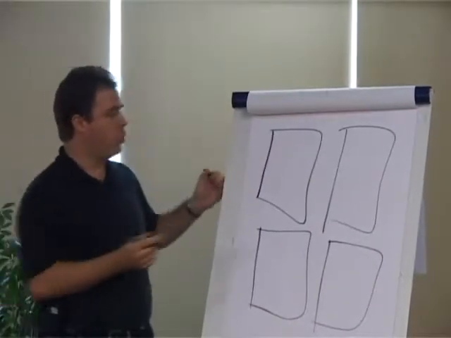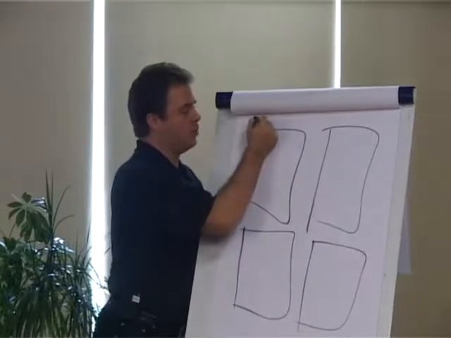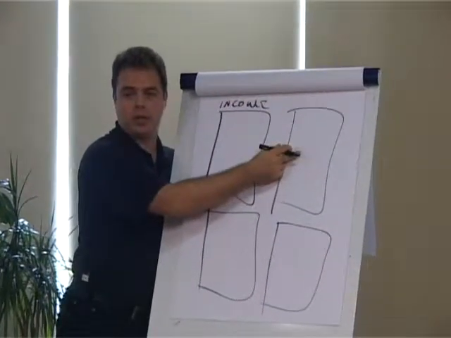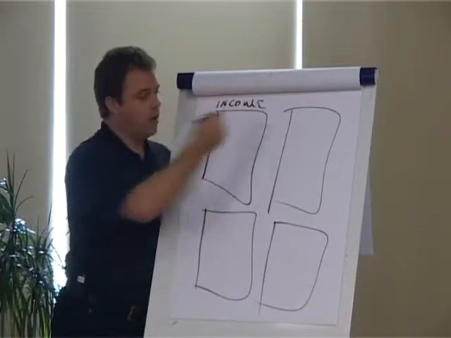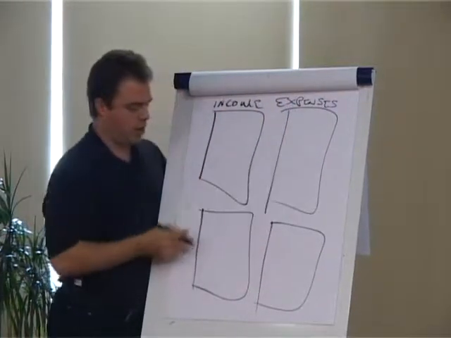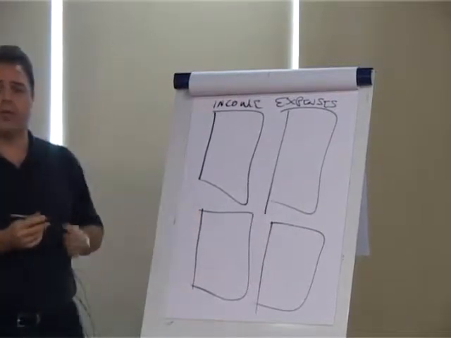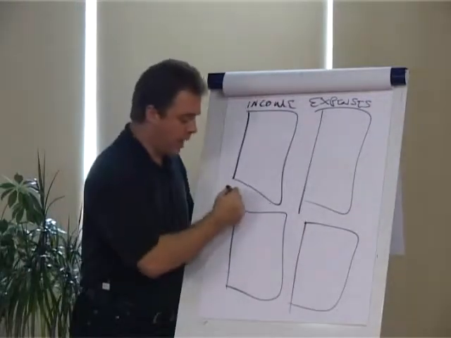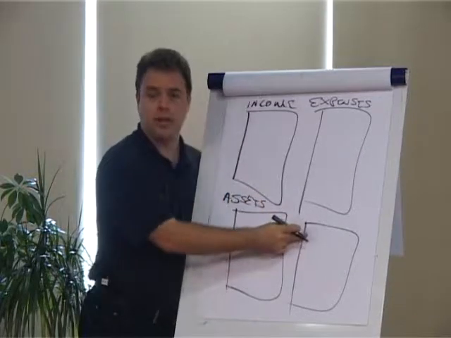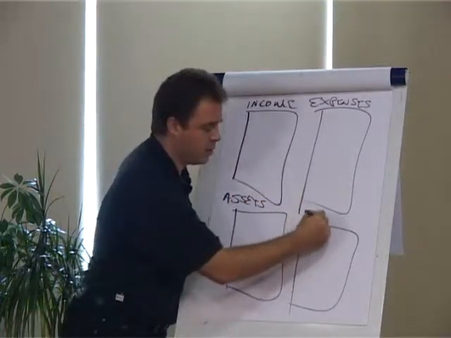So we will have here income. What do you think this one will be? Expenses, very good. And also another part of a financial statement, this will be assets. And these will be liabilities.